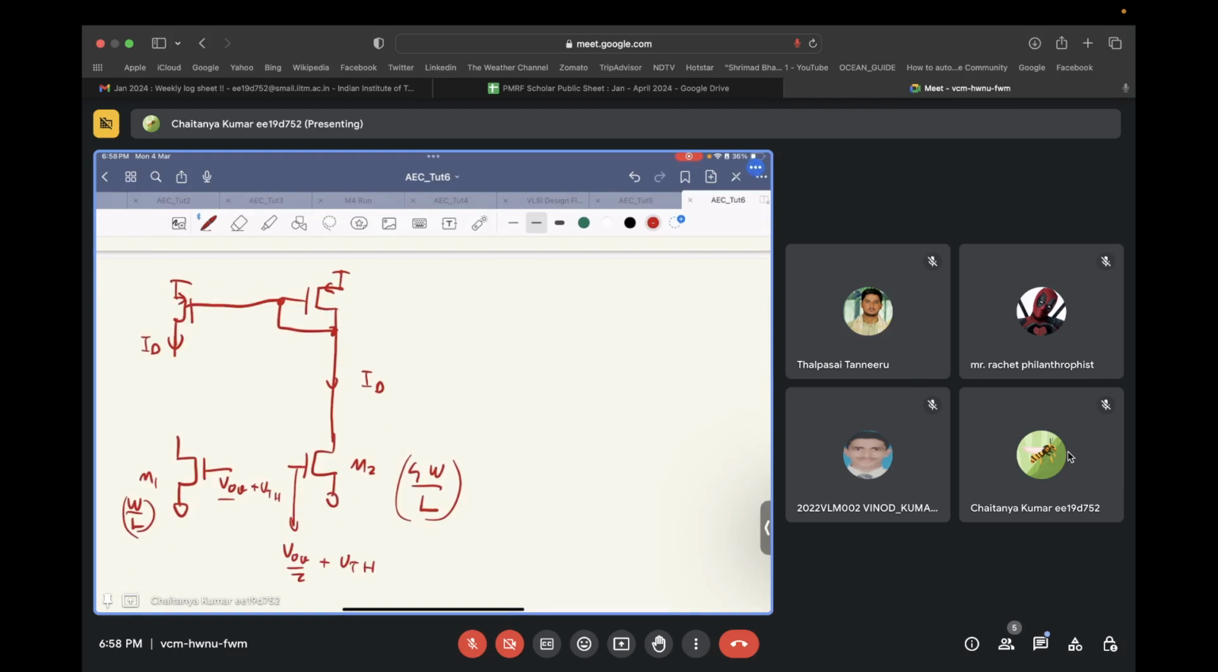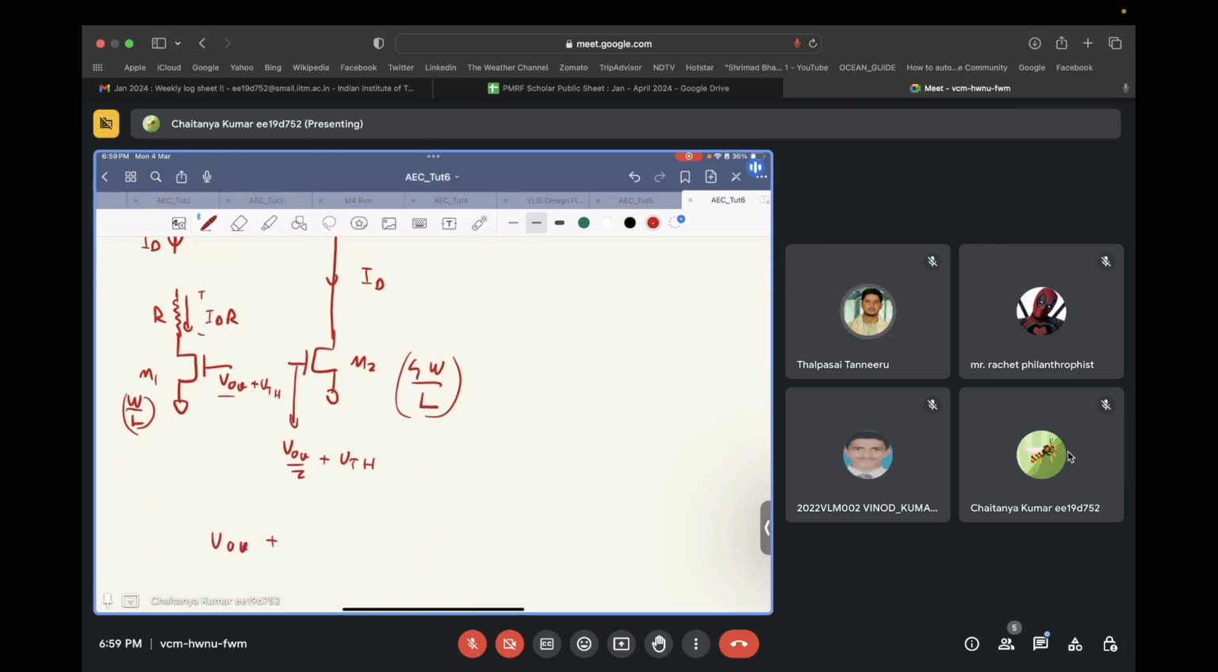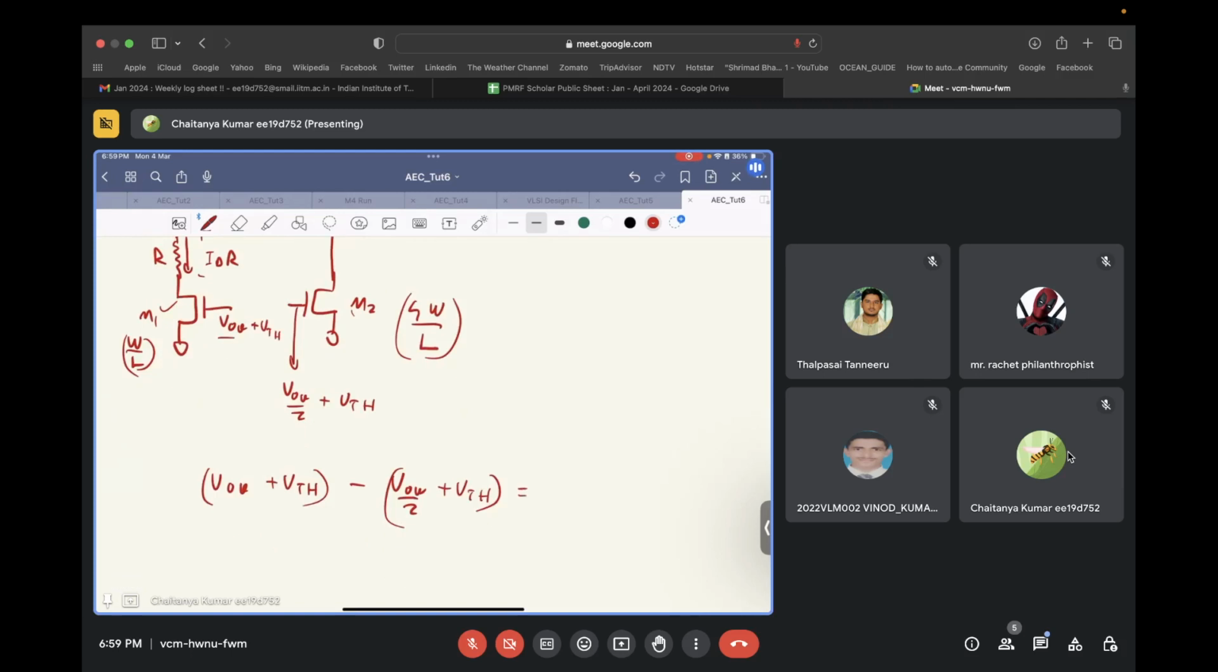Okay, so if, let's say, there was a resistor R over here, and current ID flows through this resistor, what is the potential difference generated across this resistor? It's basically ID times R. Correct. You understand this, right? Yes, sir. So basically what we want is VOV plus VTH minus VOV by 2 plus VTH. That is the difference between the gate source voltage of transistor M1 and the gate source voltage of transistor M2. That comes out to be VOV by 2, which shall be equal to ID times R.